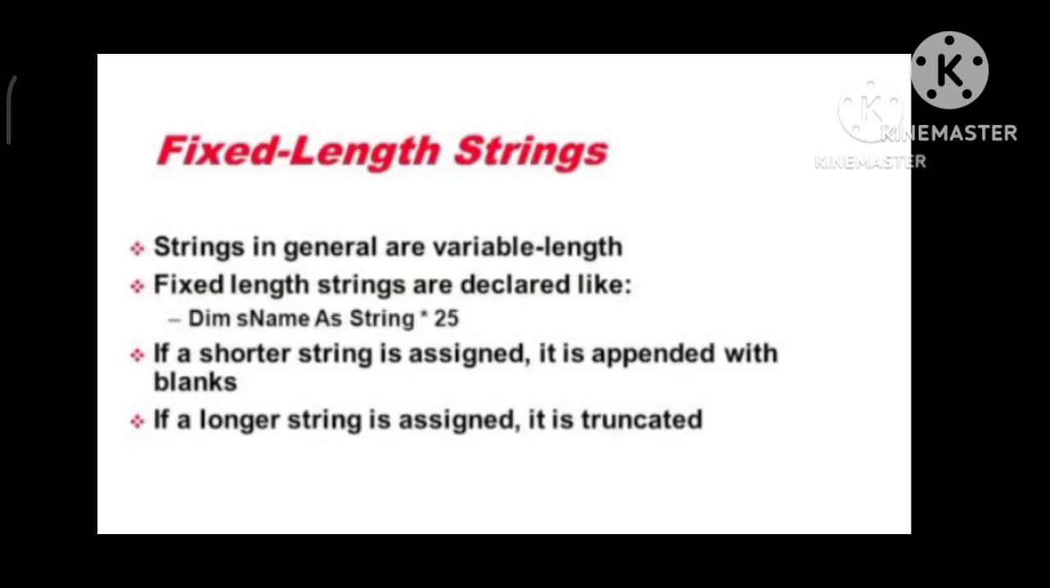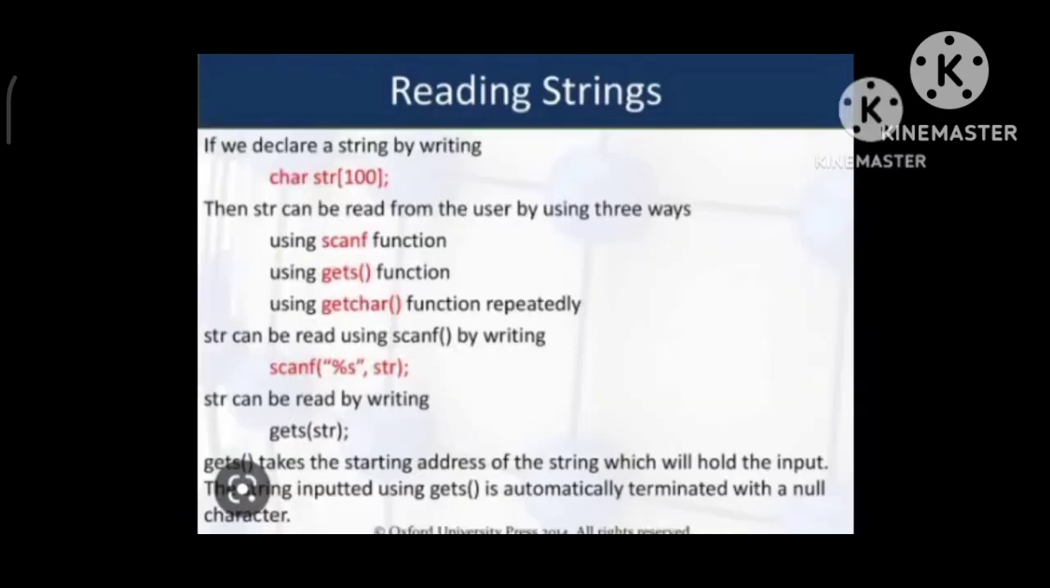Fixed length strings. Strings in general are variable length. Fixed length strings are declared like char name[25]. If a shorter string is assigned, it is appended with blanks. If a longer string is assigned, it is truncated. In C, strings are generally of variable length.